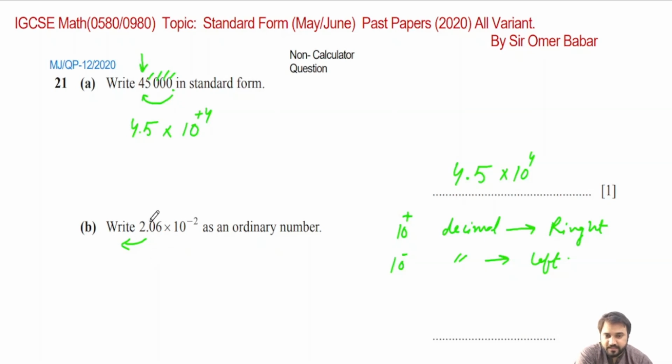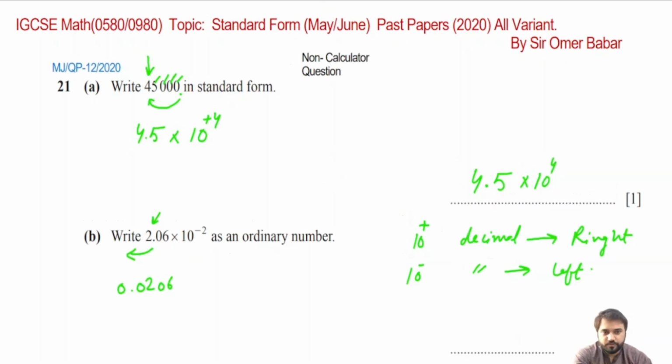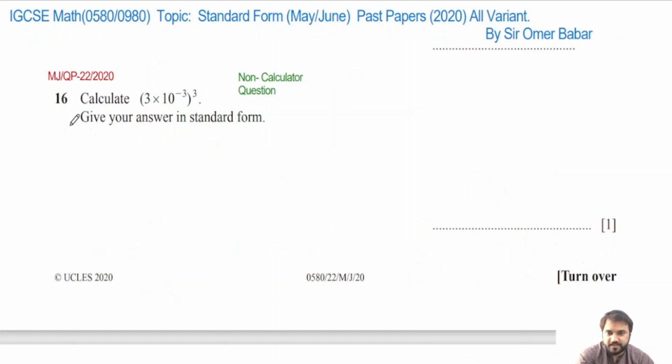And how many digits should it cross? 2, because the power is 2, so it has to cross 2 digits. We already have one digit, that is 2. So I'm going to write 2. The rest is the same, 0, 6 remains the same, and there is no digit, so I'm going to write 0. After that 0 I'm going to place this decimal, and you can also write 0 before it. So this is the ordinary notation, 0.0206.